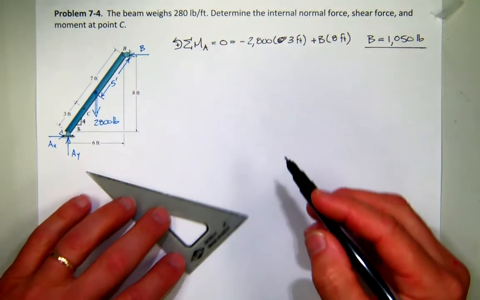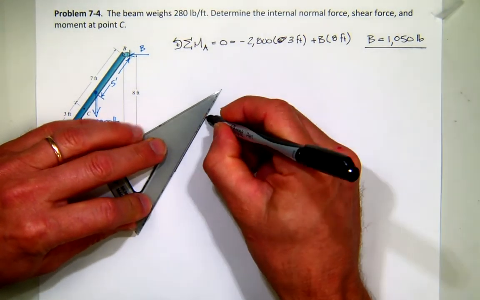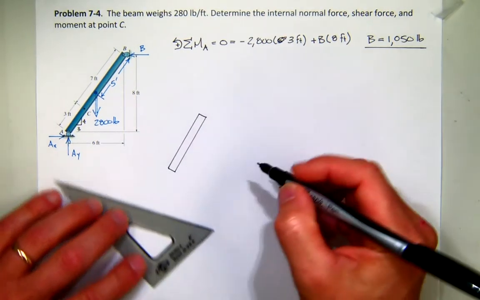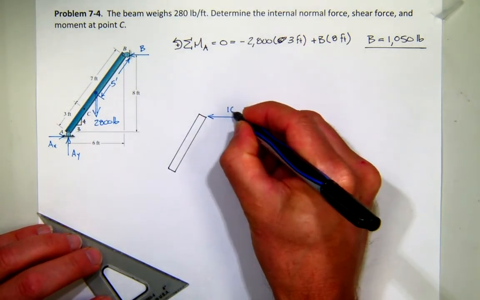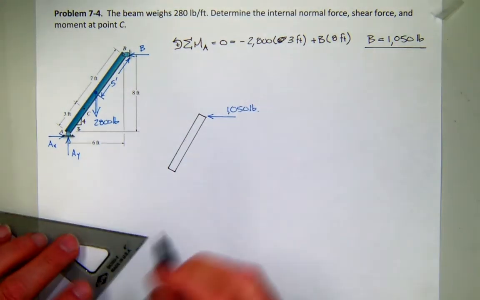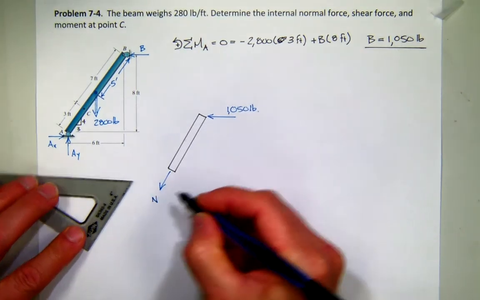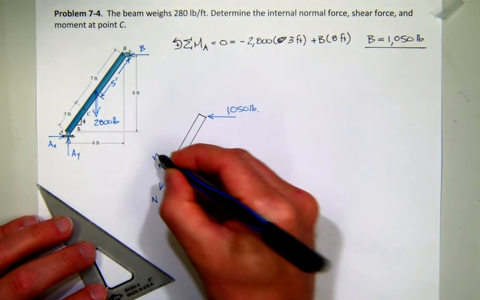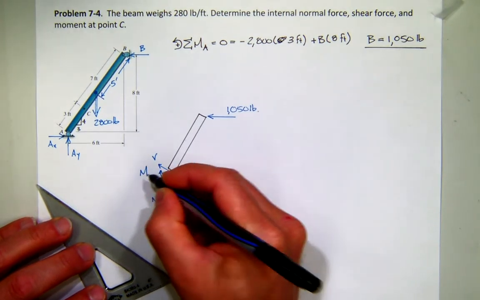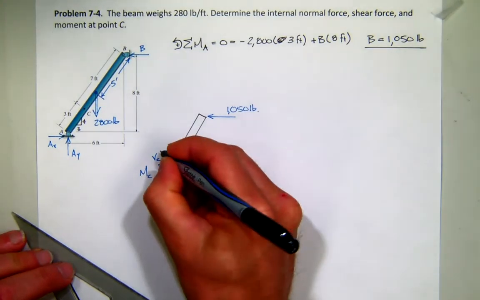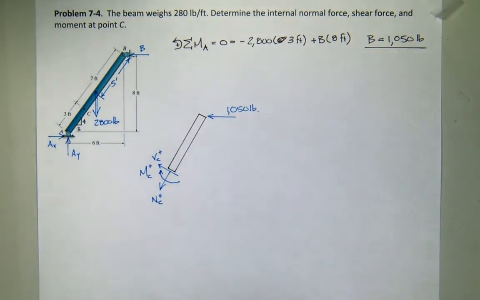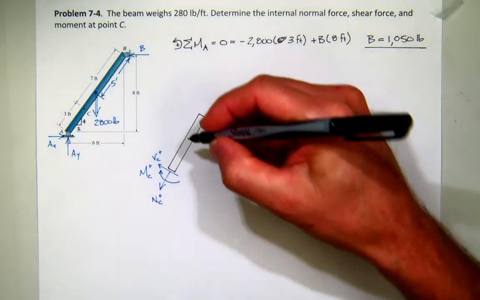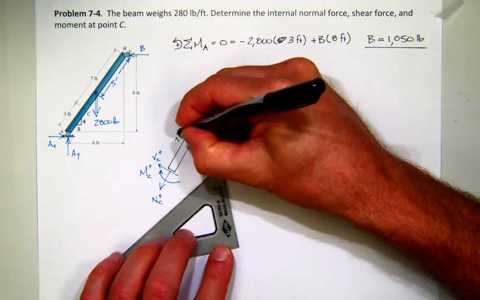Okay, now I'm going to cut this structure. So there's my cut at C. I've got my force acting at B of 1,050 pounds. And then internally, I'm going to assume I have a normal force, a shear force, and a bending moment. I'll put subscript C's on each of them, and I'll also put a little plus to indicate that I'm using the positive sign convention, just to make sure to see that. The length of this thing is, what is it, 7 feet? Right?